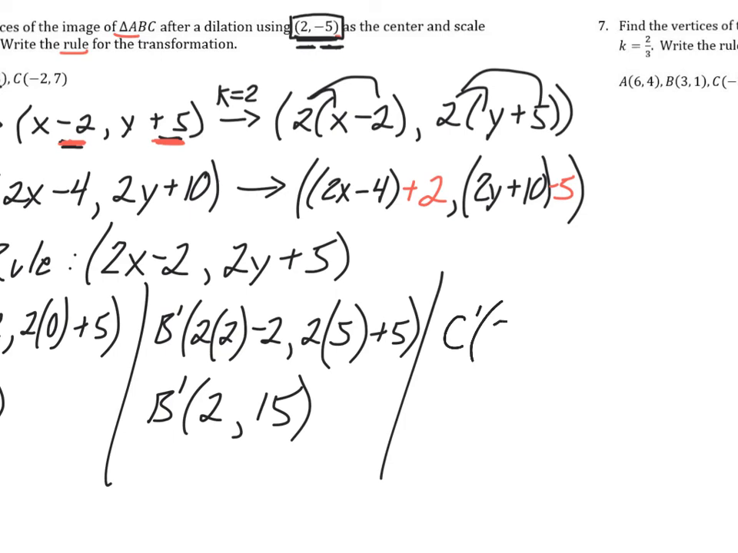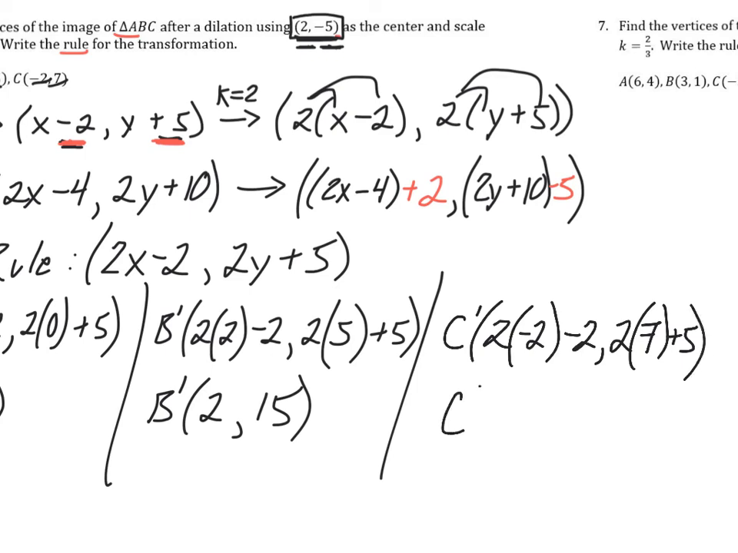So for c prime, it's going to be 2 times negative 2, because that's my x value for c, minus 2. And then 2 times 7, because that's my y value for c. And then plus 5 at the end. So now it looks like c prime is going to end up at negative 6, 19.